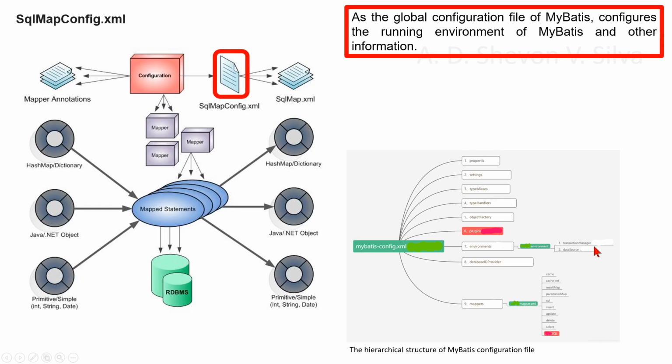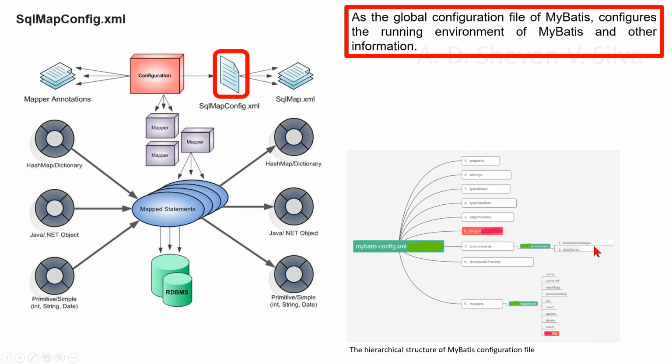JDBC. This configuration simply makes use of JDBC commit and rollback facilities directly. It relies on the connection retrieved from the data source to manage the scope of the transaction.